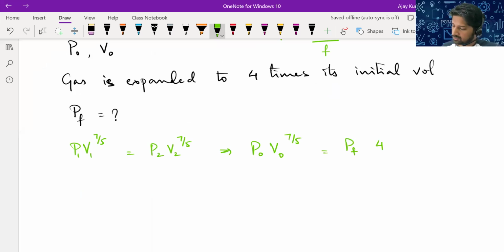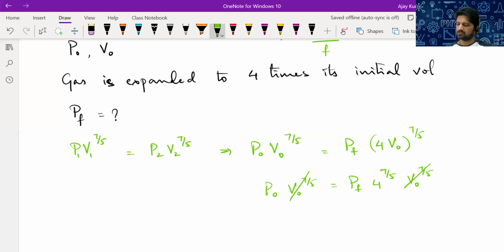Final volume is 4 times the initial volume. Then that will be raised to the power 7 by 5. This can be written as P final times 4 to the power 7 by 5, V naught to the power 7 by 5. And on the left hand side, you have P naught V naught to the power 7 by 5. That V naught to the power 7 by 5 will get cancelled. That's all. From this, you get the final pressure.